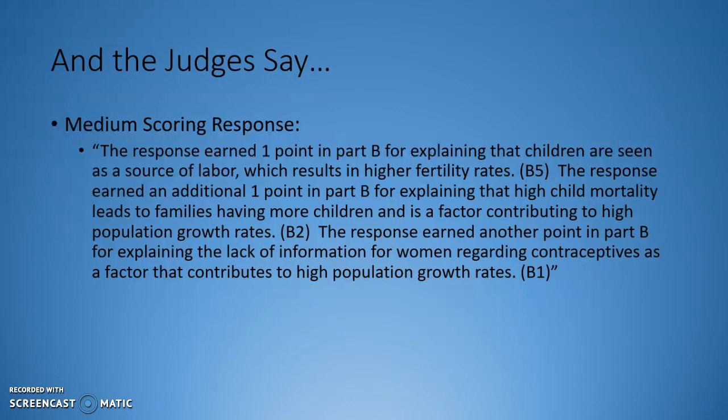They get that point. They get 1 point for explaining high child mortality leads families to have more children. Okay, so not quite as clear as the first one, but still definitely there, and that again is a B2. Okay, and then they get the third point for explaining the lack of information for women regarding contraceptives.